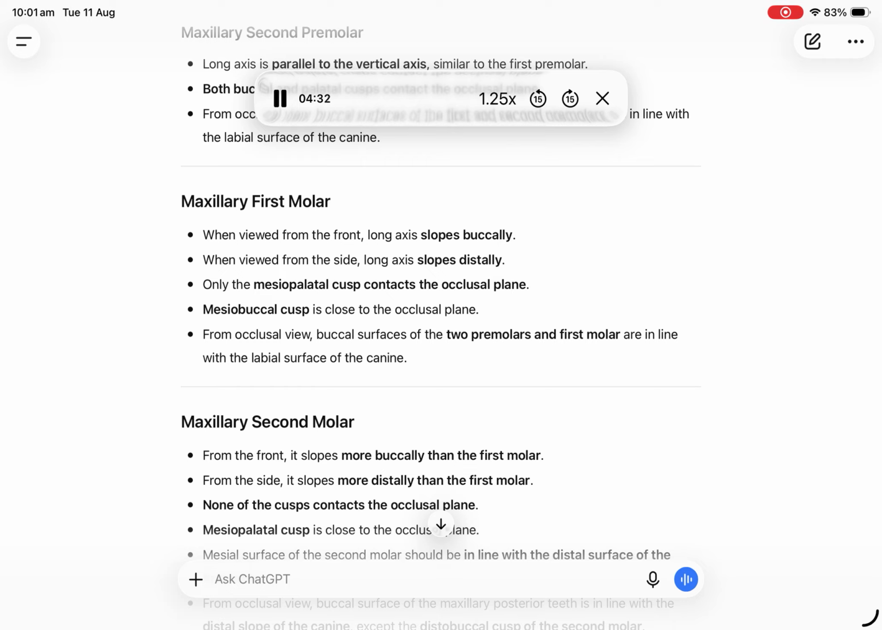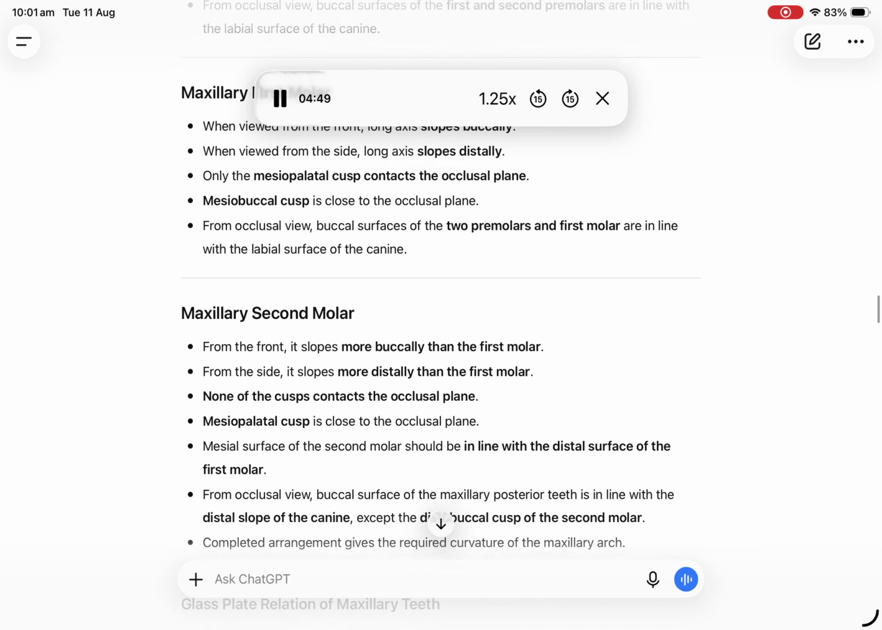When viewed from the side, long axis slopes distally. Only the mesiopalatal cusp contacts the occlusal plane. Mesiobuccal cusp is close to the occlusal plane. From occlusal view, buccal surfaces of the two premolars and first molar are in line with the labial surface of the canine. Maxillary second molar.